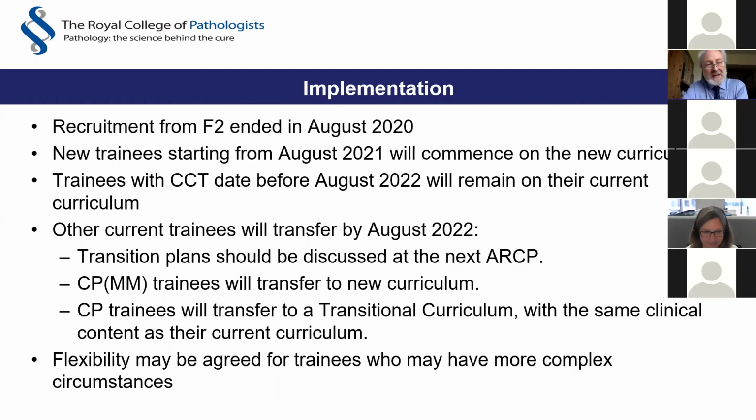Metabolic medicine trainees will transfer to the new curriculum. Chemical pathology trainees who aren't doing metabolic medicine aren't actually eligible to enter the new curriculum because we wouldn't expect them to have MRCP or another specialist diploma. So they have to transfer to a transitional curriculum. Now that is exactly the same as the new curriculum, with the exception of the clinical content. The clinical content is the same as their current curriculum, although it's written in the format of the new one.